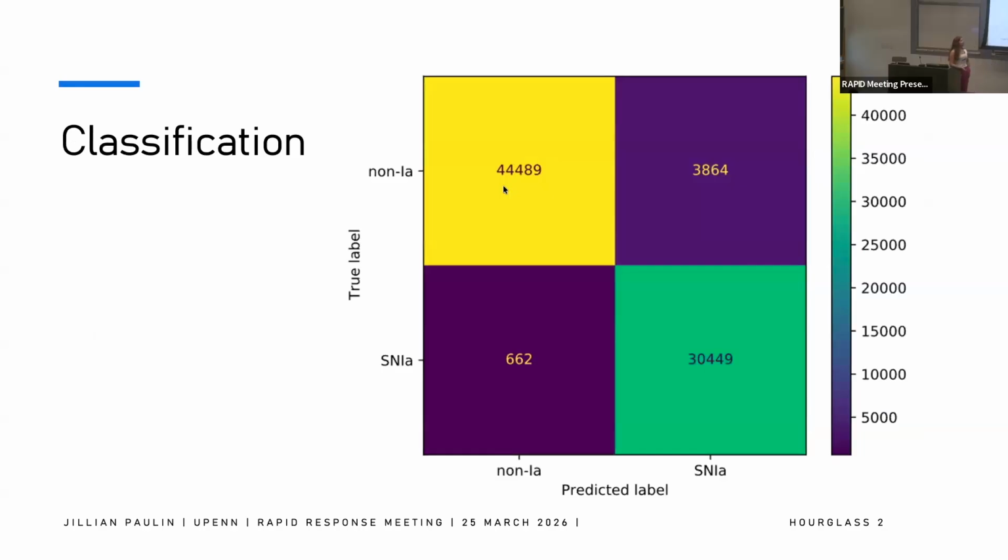So I'll briefly touch on the classification that we can do. We can train and test using SCONE. And this is just the confusion matrix representing how well it's working. It works pretty great. The non-1As are identified as non-1As. 1As are properly identified as 1As.